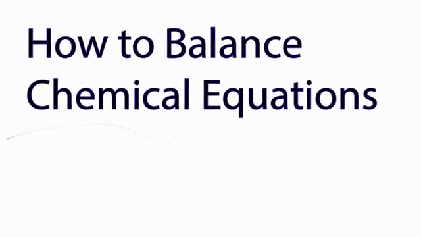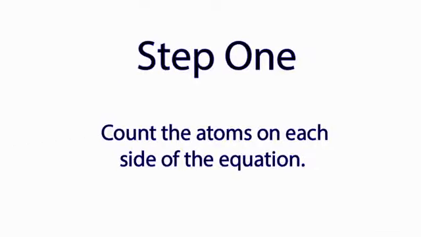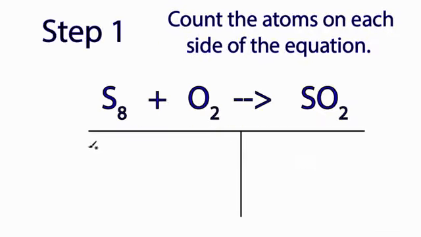How to balance chemical equations in 5 easy steps. Step 1. Count the atoms on each side of the equation. Let's count each type of atom. Sulfur, I have 8. Oxygen, I have 2.